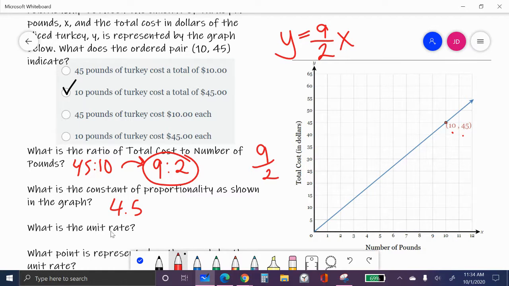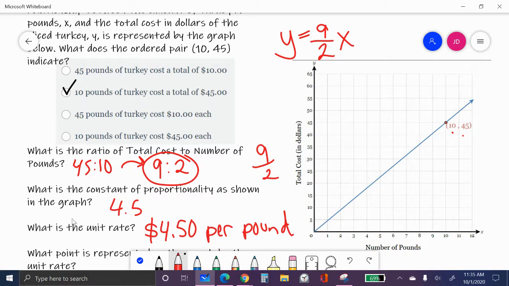All right. What is the unit rate? So what does that 4.5 mean? That means 4.5 is the amount of dollars it costs for 1 pound. So it's $4.50 per pound. That would be the unit rate when I convert that, because it's important to understand what that 4.5 means. That means $4.50 is the cost of 1 pound.